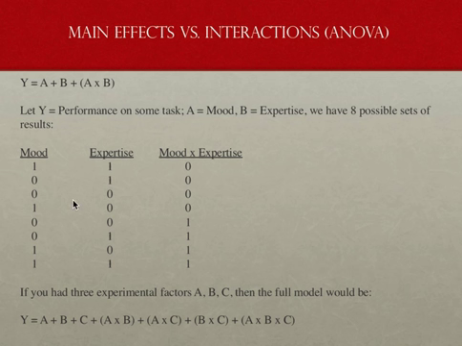The ones and the zeros simply connote whether the effect in question is statistically significant or not. So we could have 8 possible combinations, because if mood could be statistically significant or not, expertise could be statistically significant or not, and their interaction could be statistically significant or not, it's 2 to the exponent 3, 2 times 2 times 2. So there are 8 combinations.